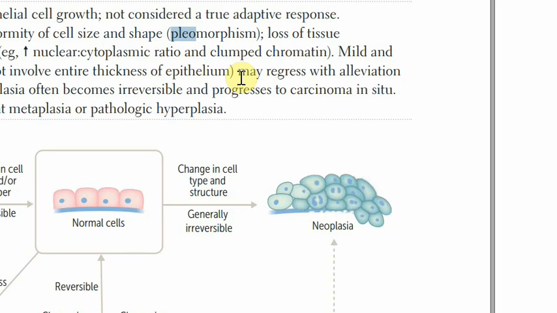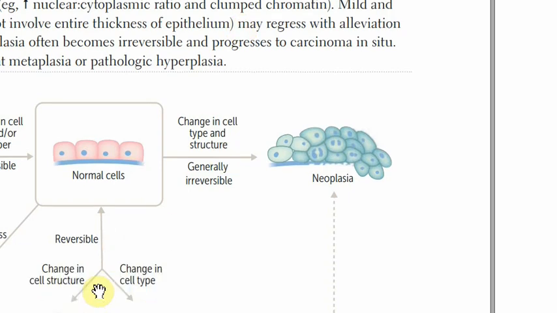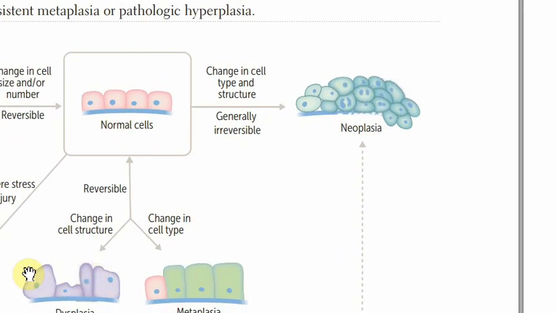And loss of tissue orientation. I told you that orientation means where the nuclei are located. So it is like all over the place. They are not on the same level. If they are on the same level, we say the tissue is well oriented. If they are not on the same level, we say that the tissue is poorly oriented.